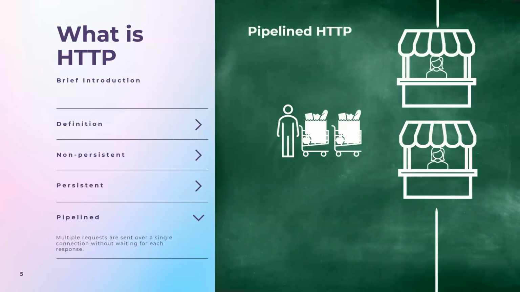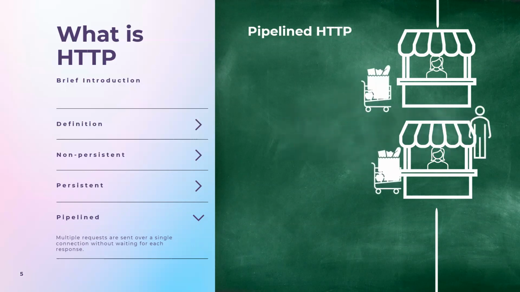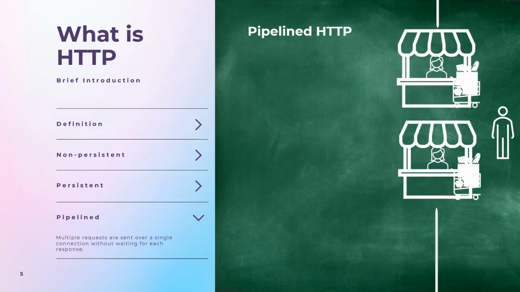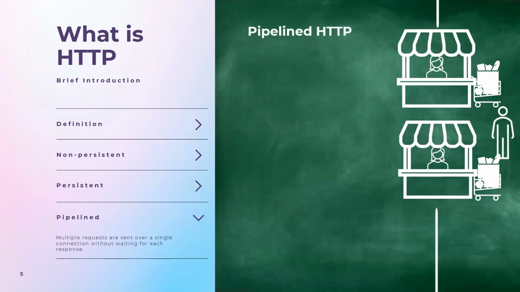Finally, pipeline HTTP. It is like a person who goes to a store and places several orders at once, but does not wait for the orders to be filled before placing the next one. This allows them to place their orders quickly and efficiently without having to wait in line for each one. The cashier then fills the orders in the order they were received and then gives them back to the customer all at once.